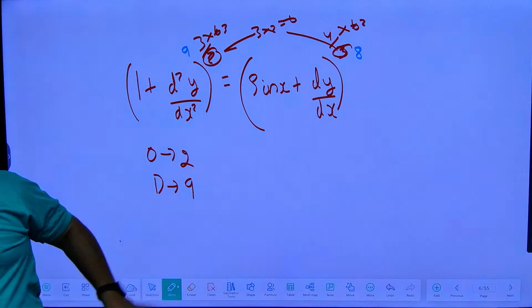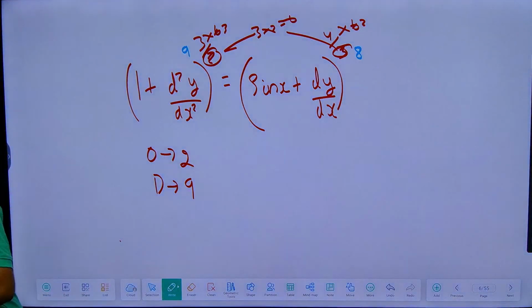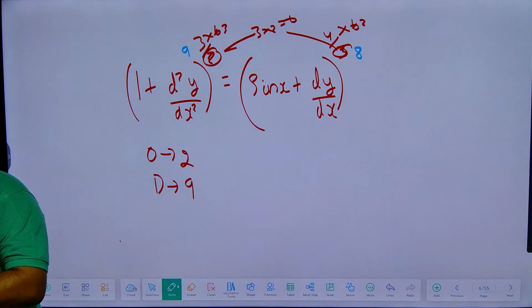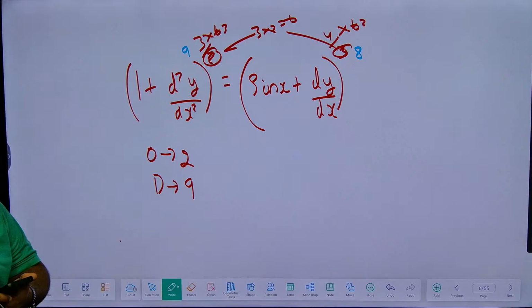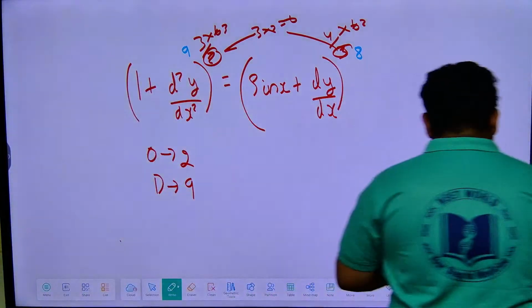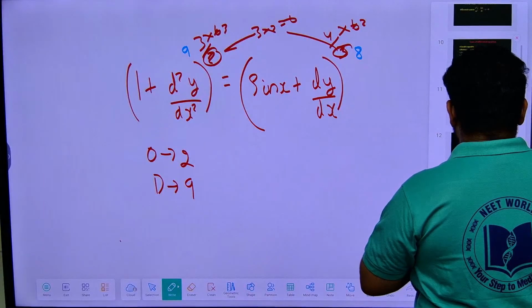Clear with this? Let us take one more example for you to understand. Clear with this order and degree, because they will ask one question. Let us take the PYQ itself. Let us take the PYQ that is there when it comes to order and degree.